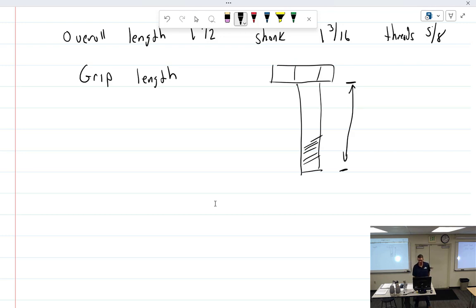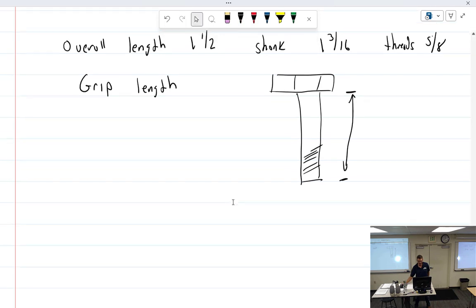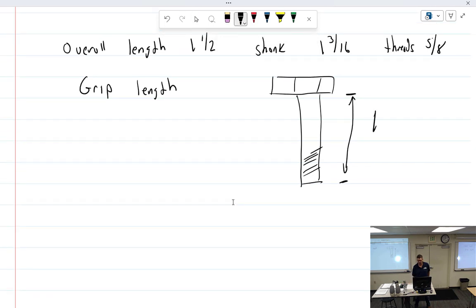All right, so the overall length right here is 1 1/2. And the shank then... wait a minute, something isn't right here. I think the overall length they gave us is actually this much. Because otherwise, what is the shank? And the threads, they want to know what the grip is. What is the grip? That is the grip.